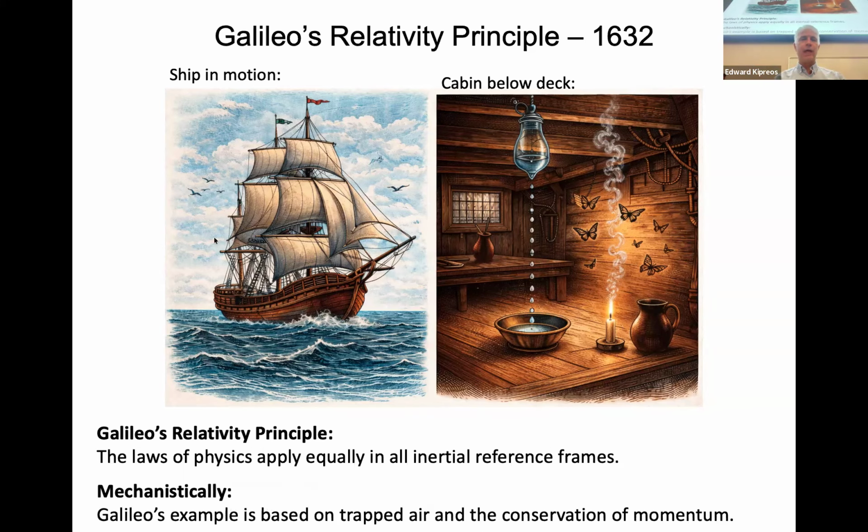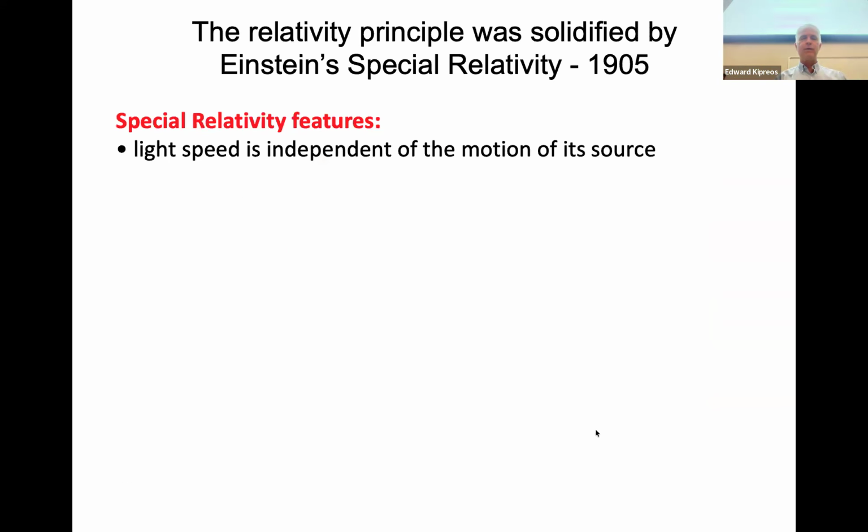But this analogy turned into Galileo's relativity principle, where it was stated that the laws of physics apply equally to all inertial reference frames. An inertial reference frame is like, let's say this room is a reference frame that's moving in a linear path at a constant velocity. But if you think about it, this is a pretty big claim that came out of this analogy, because Galileo's entire analogy was just based on trapped air and the conservation of momentum. And it wasn't until 1905 that this relativity principle was greatly solidified by Albert Einstein.